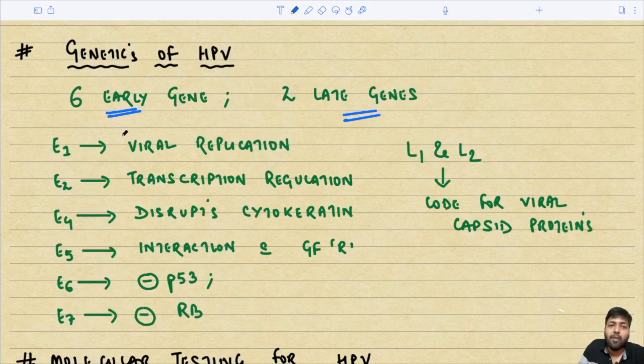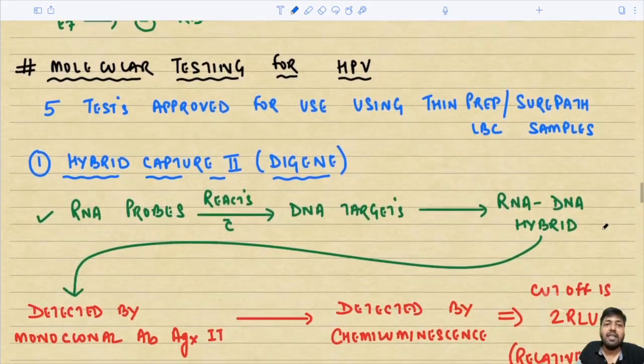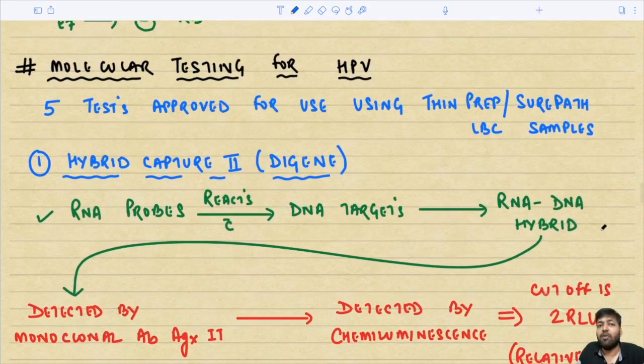Now E1 is important for viral replication, E2 in transcription regulation, E4 disrupts the cytokeratin, E5 interacts with growth factor receptor, E6 inhibits the tumor suppressor gene P53, and E7 inhibits the tumor suppressor gene, that is RB. Now if you see L1 and L2, they are the late genes and they are coding for the viral capsid proteins. Now comes the molecular testing for the HPV.